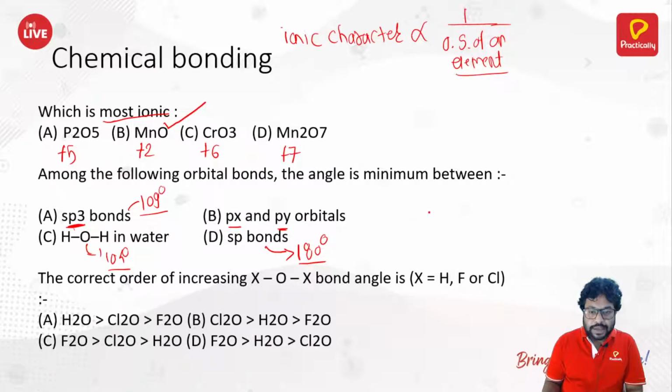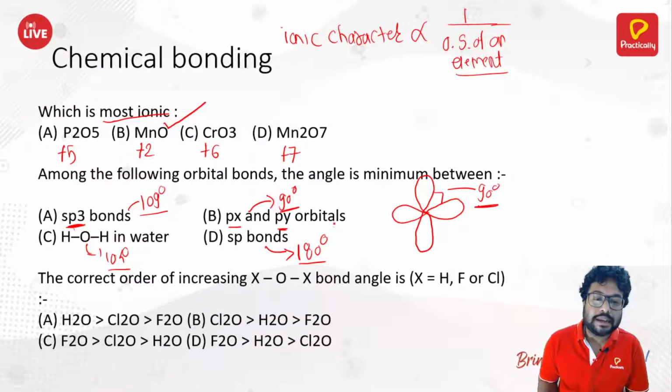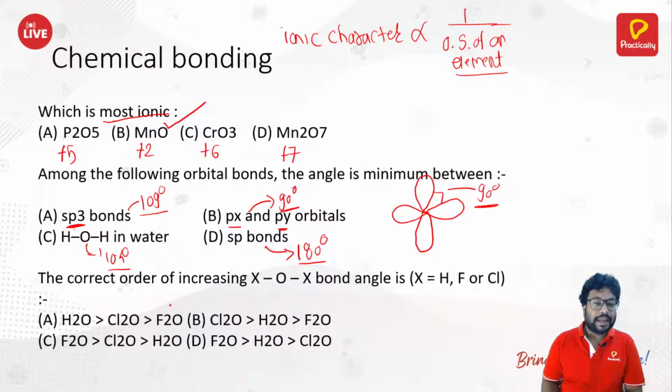If you write the Px, it has to be like this, and Py has to be like this. What is this bond angle? This is equal to 90 degrees, right? So it is clear right in front of you that the bond angle has to be minimum in Px and Py orbitals. Okay.